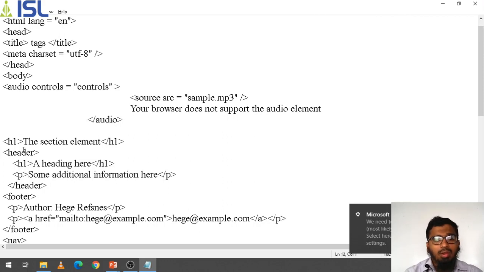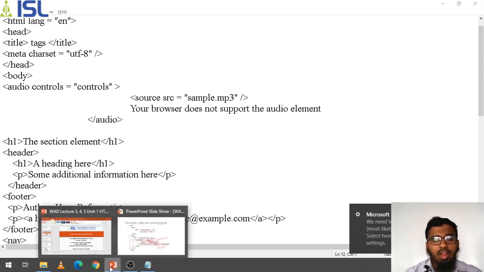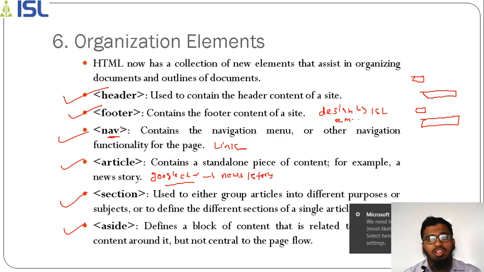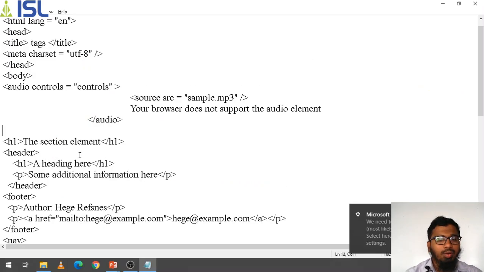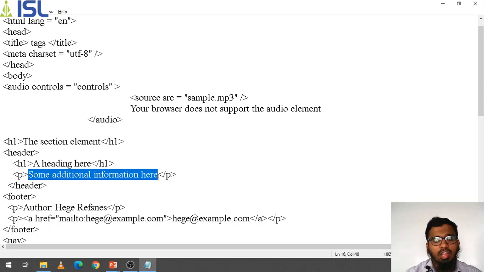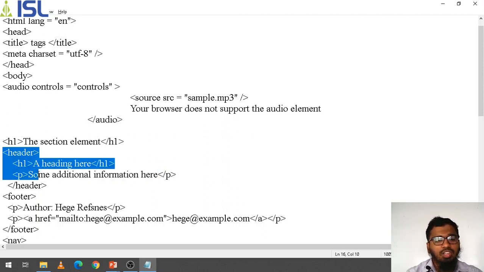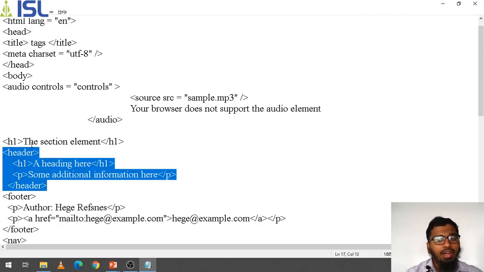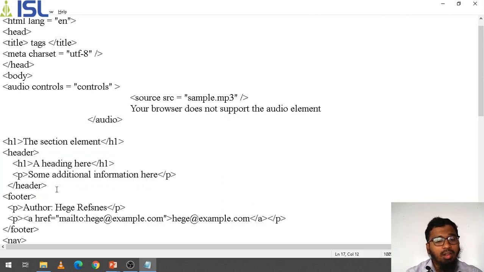Next, the section element. Next one is the section element. We will see one by one: header, footer, navigation, article, section, aside. Okay, so here, header. What is header? A heading tag, and some additional information if you want to write here. So this is a header tag, with an opening tag and a closing tag.